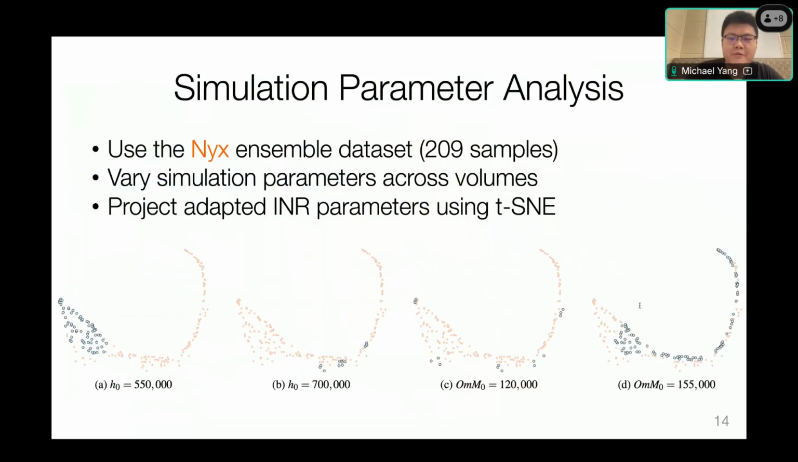So another experiment we did is simulation parameter analysis, where we use t-SNE on the NYX dataset, where simulation parameters vary. So for example, meta-INR's adaptive parameter clusters meaningfully demonstrated the differences in different parameters, such as H0, which at a lower value is at the more left region of this curve, whereas if you increase the value, it will be at the middle region. And a similar story can be said about the inner and outer loops for this other parameter as well.